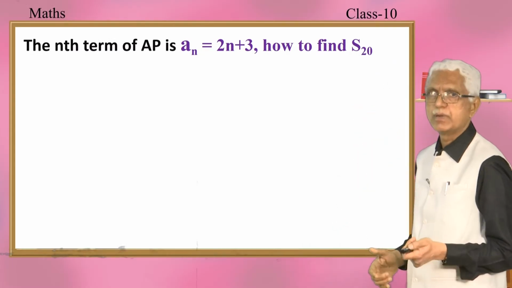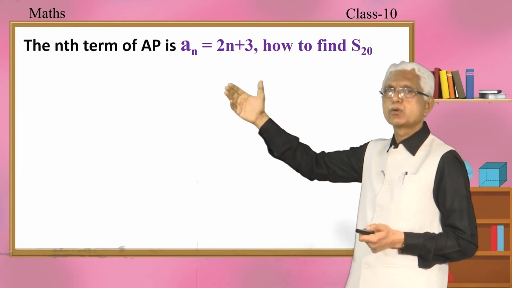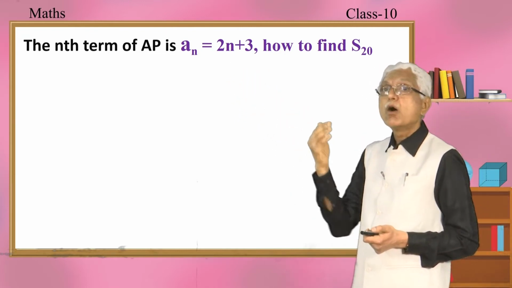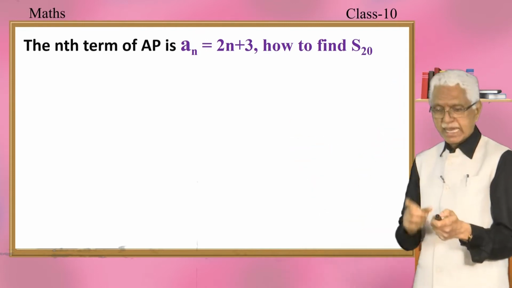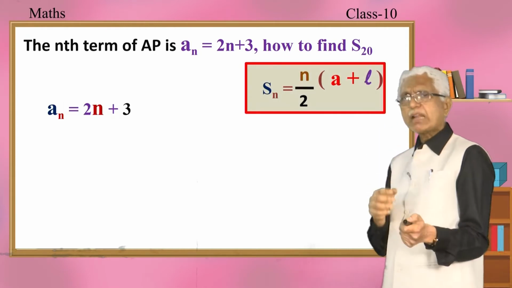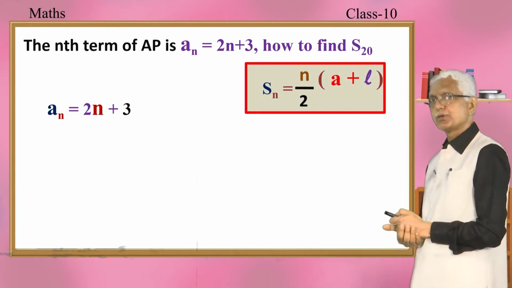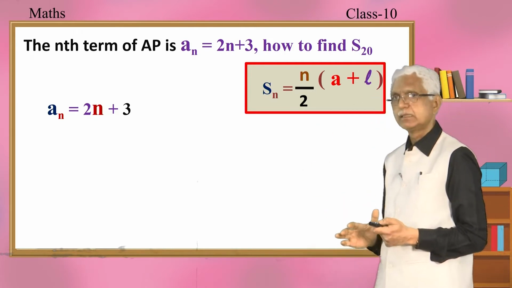Please check this problem. The nth term of an AP is an equal to 2n plus 3. How do we find S20, the sum of the first 20 terms? The nth term is what they have given you, correct? Say I want to use the formula n by 2 into a plus l. Let us see what happens.